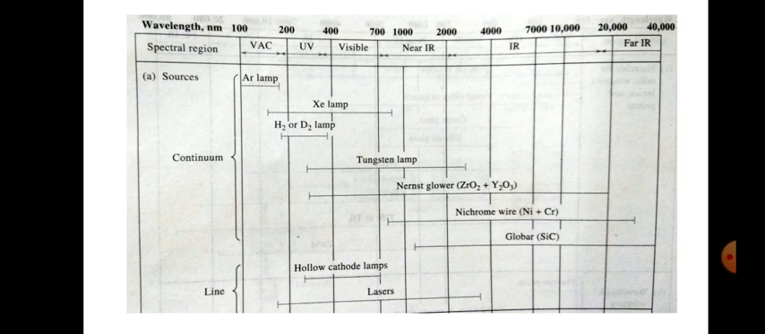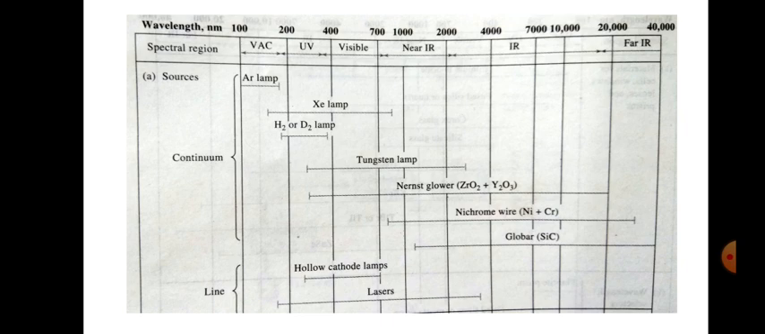This particular diagram indicates in a tabular way the different types of sources which are available. We have seen the first type was a continuum source of radiation and the second was the line source of radiation. These are examples of various radiation sources which emit the radiation in a continuum way. You can see the arc lamp, the xenon lamp, then the hydrogen or deuterium lamp, tungsten lamp, Nernst glower, nichrome wire and globar source. These are examples of radiation sources which emit the light in a continuum way.